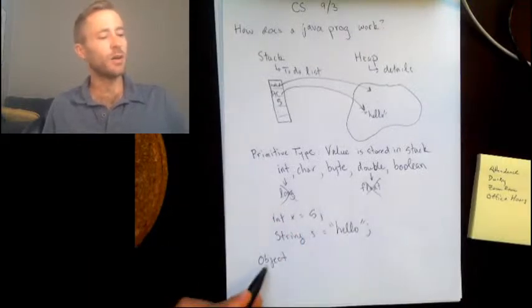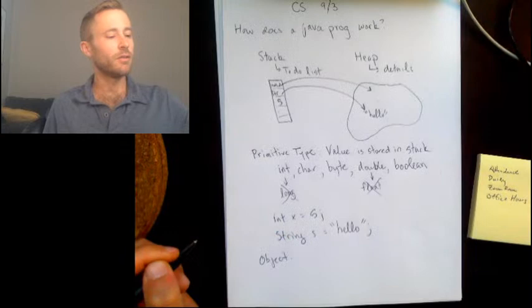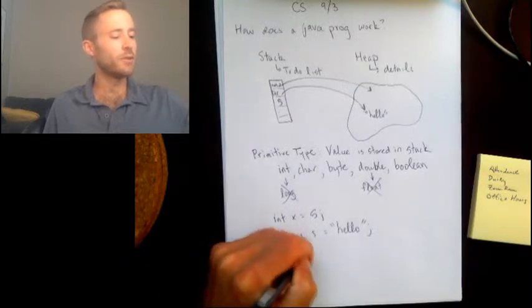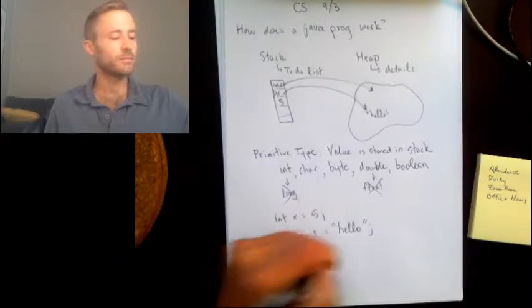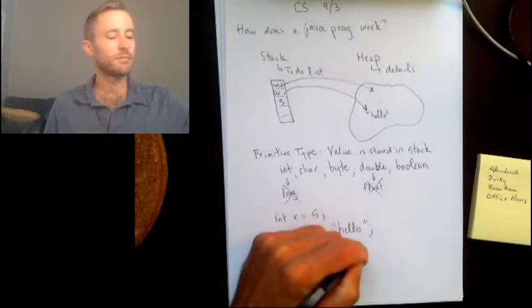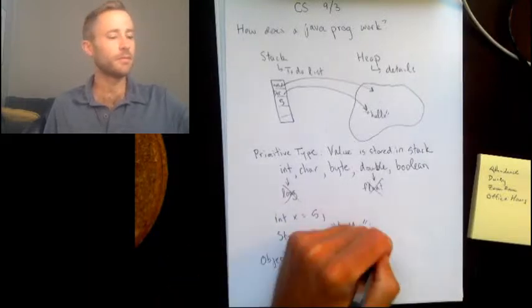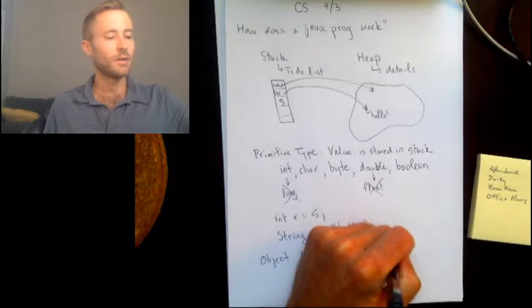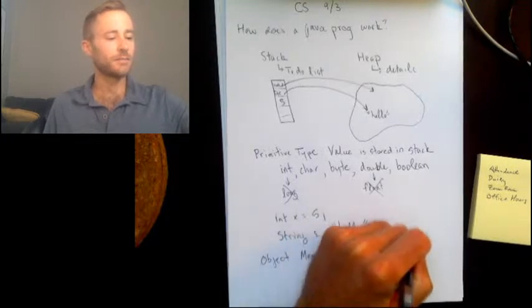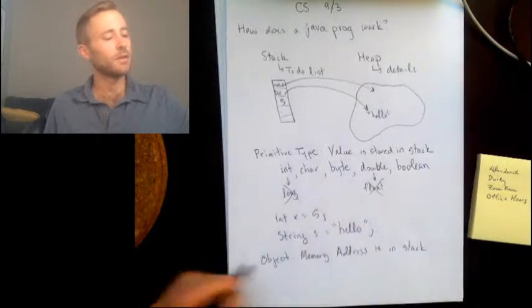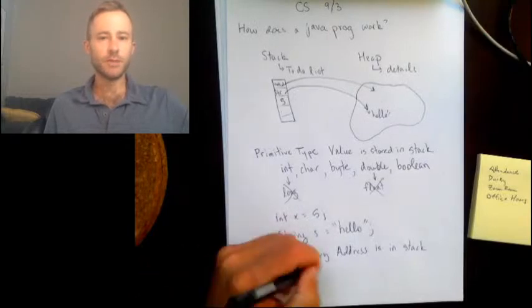For an object, the memory address is stored in the stack. The data is in the heap.